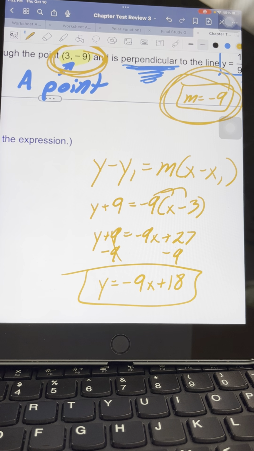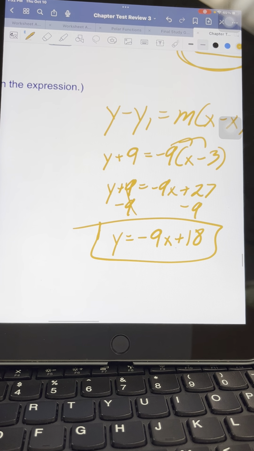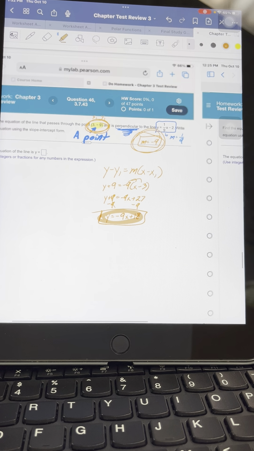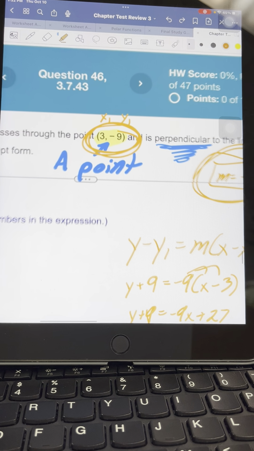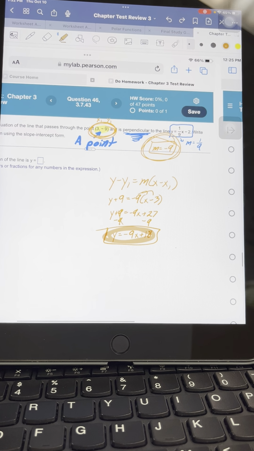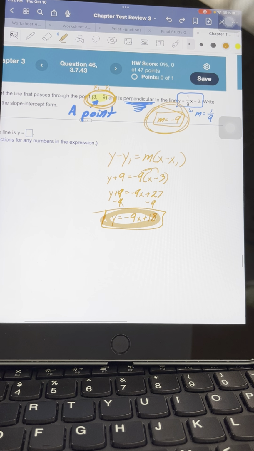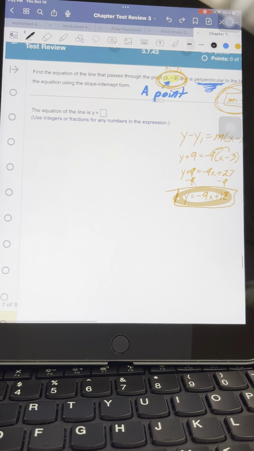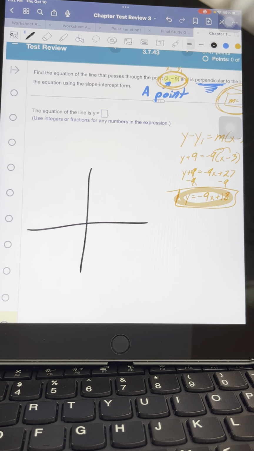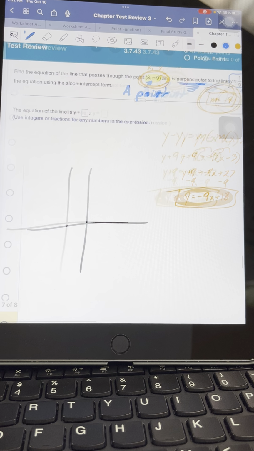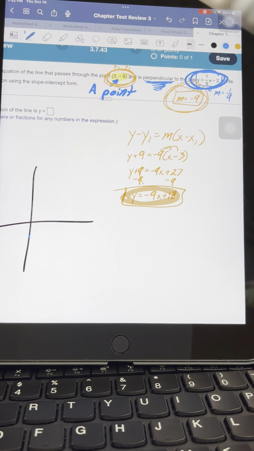So that's my answer. This is the equation of the line that is perpendicular to this line, and where's that perpendicular passing through? The point 3, negative 9. Okay? So that means if I were to plot this out, right? Let's just plot this out for fun. If this was my graph, let's do like a rough sketch of this. Negative 2, up 1, 9 to the right. So it'll be something like this, right?